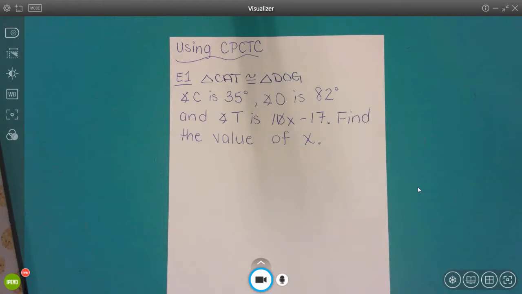This is going to be a super short video. I have two examples on how to use CPCTC if you've been given some information about congruent triangles.